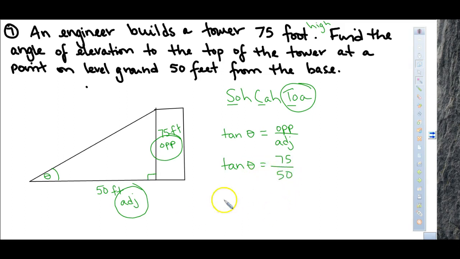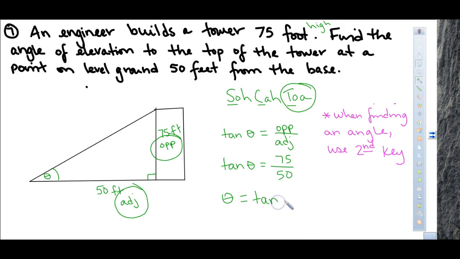When you are finding an angle, okay, then you must use the second key. So what you're going to type into your calculator is this. Theta is equal to second tangent. And when you press the buttons, second and then tangent.